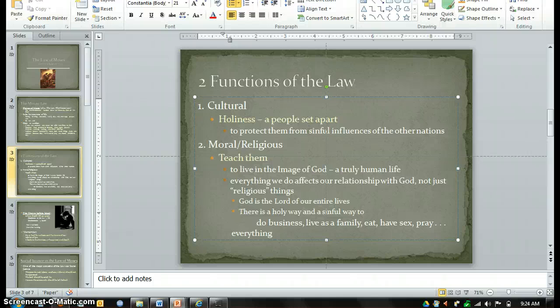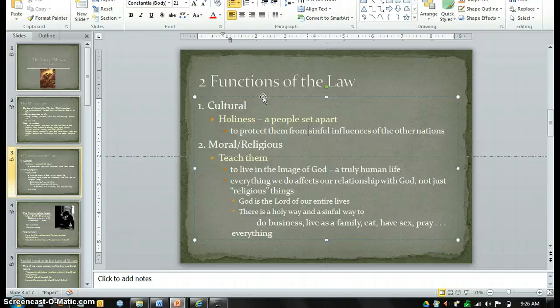The second function of the law is the moral and religious teachings that teach them to live in the image of God. These are things like don't steal and don't kill and give to the poor and all those things that we normally associate with what a good religious person does.